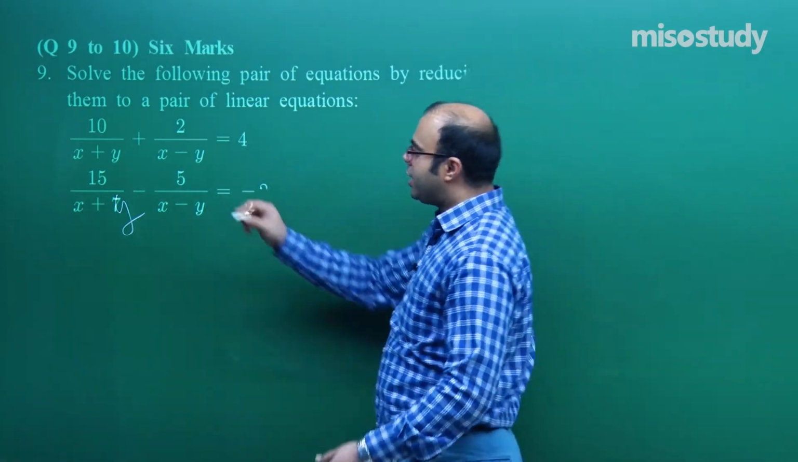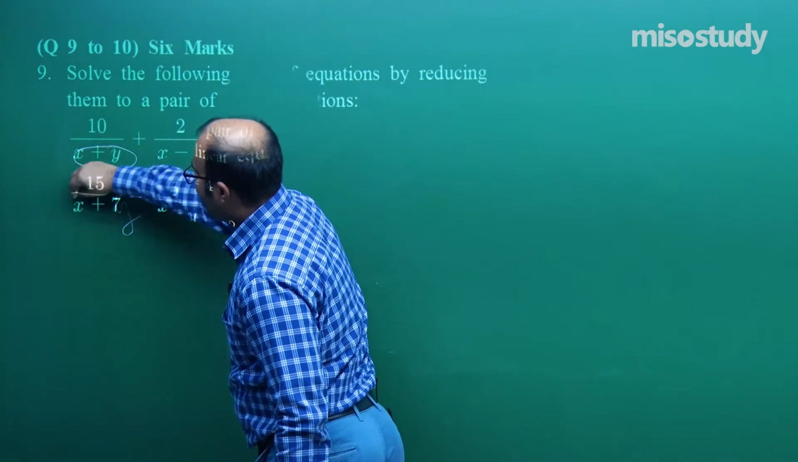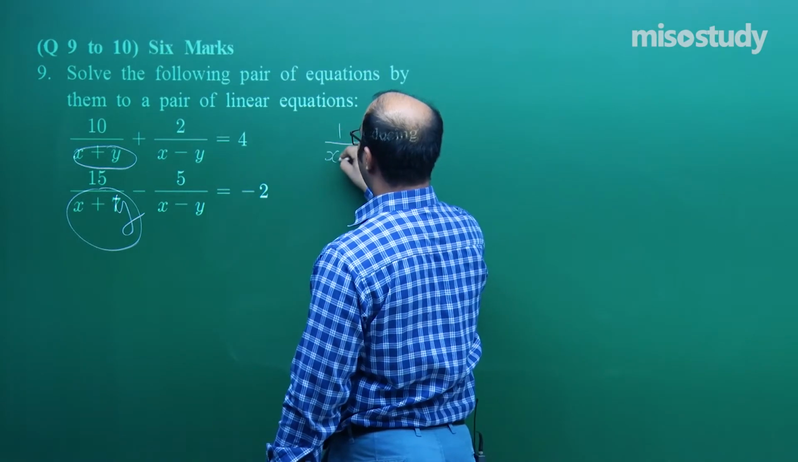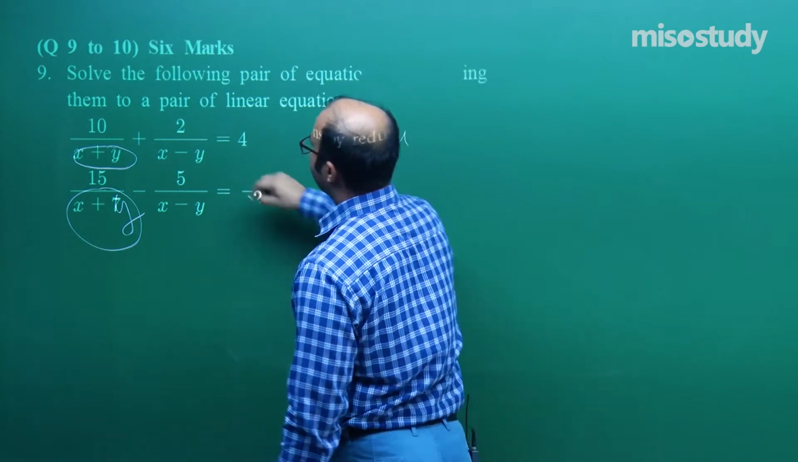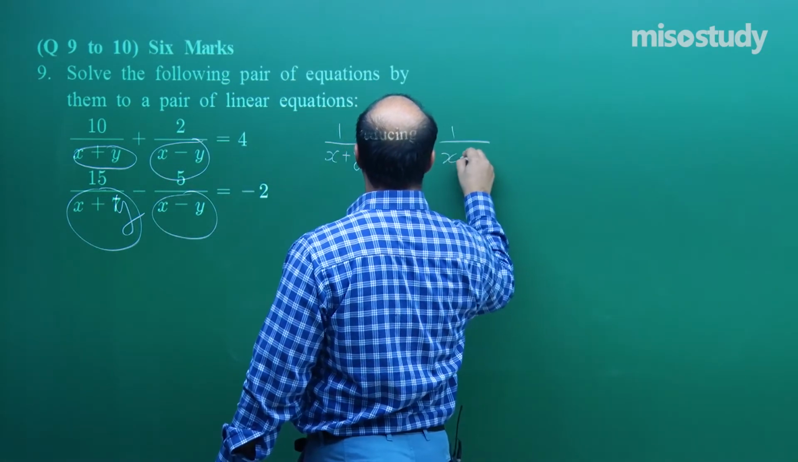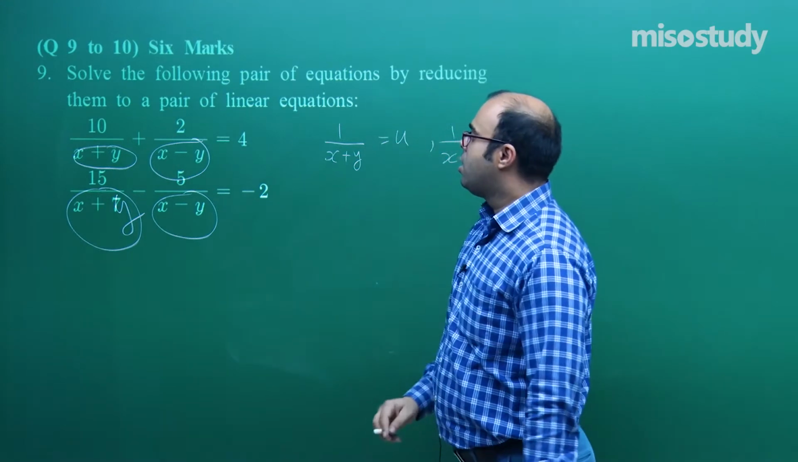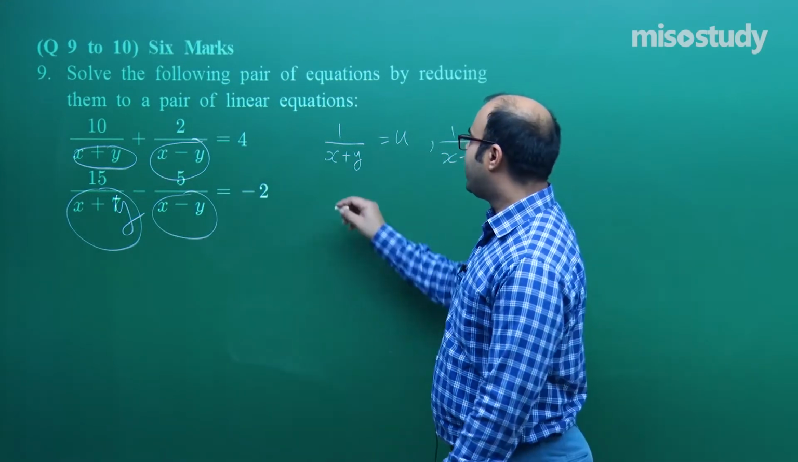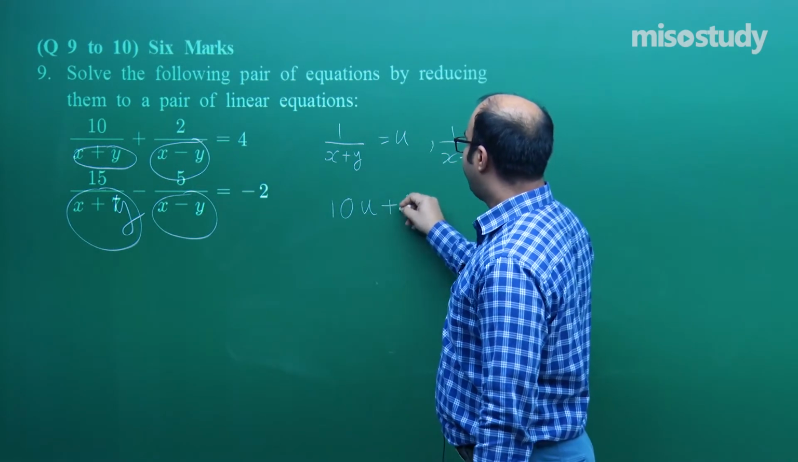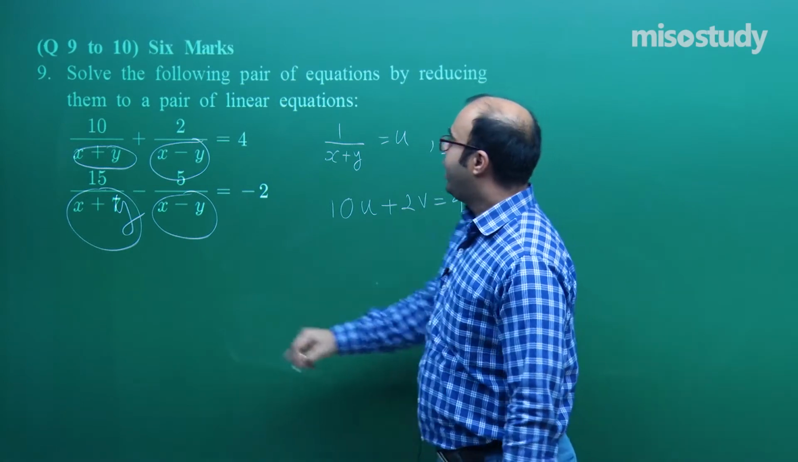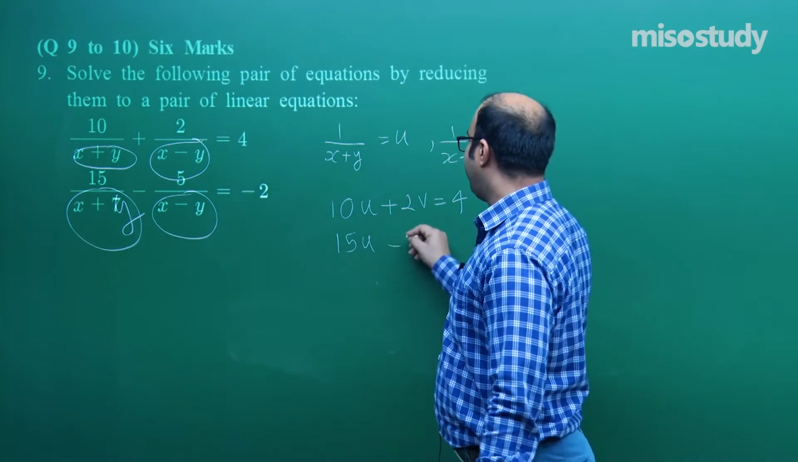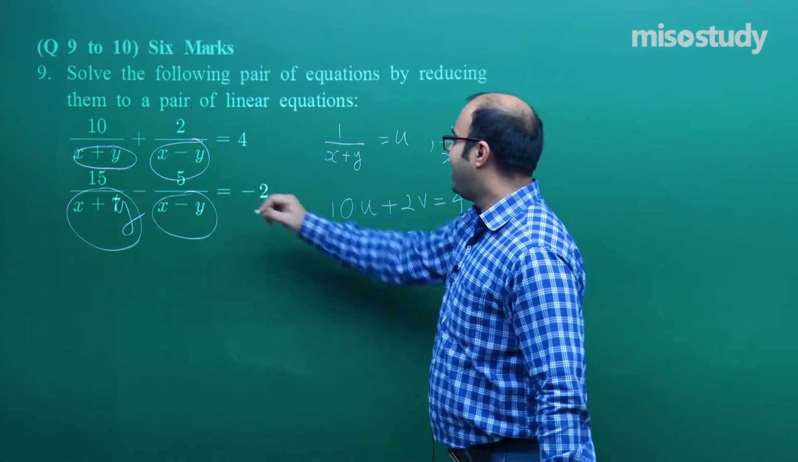So what we can do, we can assume that this 1 upon x plus y, with x plus y in the denominator, is a variable u. So we assume that 1 by x plus y is a variable u, and this 1 by x minus y is a variable v. Now if you do this, what do you get this equation as? 10 by x plus y will become 10u, and 2 upon x minus y will become 2v. This is equal to 4. Here it will become 15u, and this will become minus 5v is equal to minus 2.